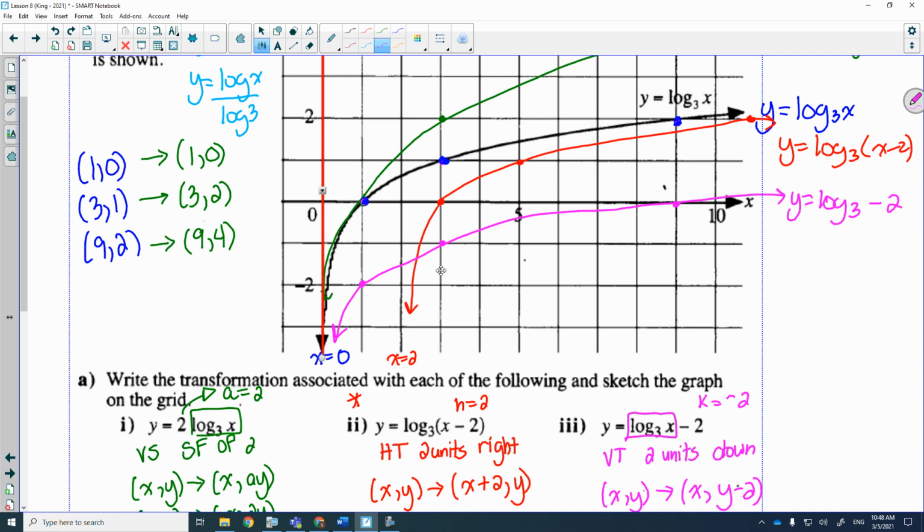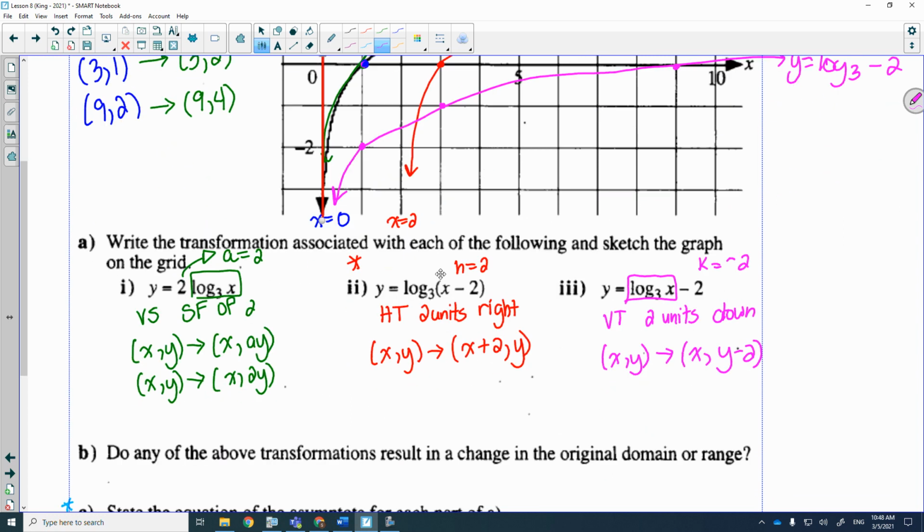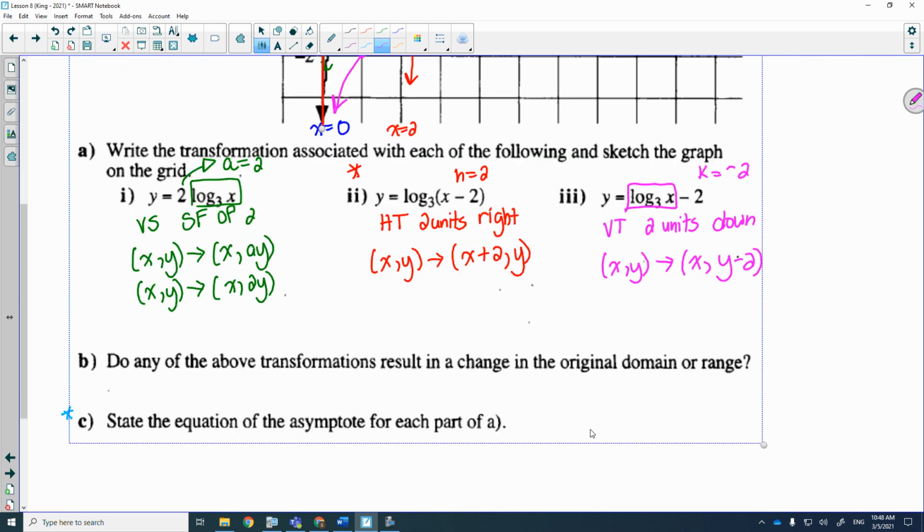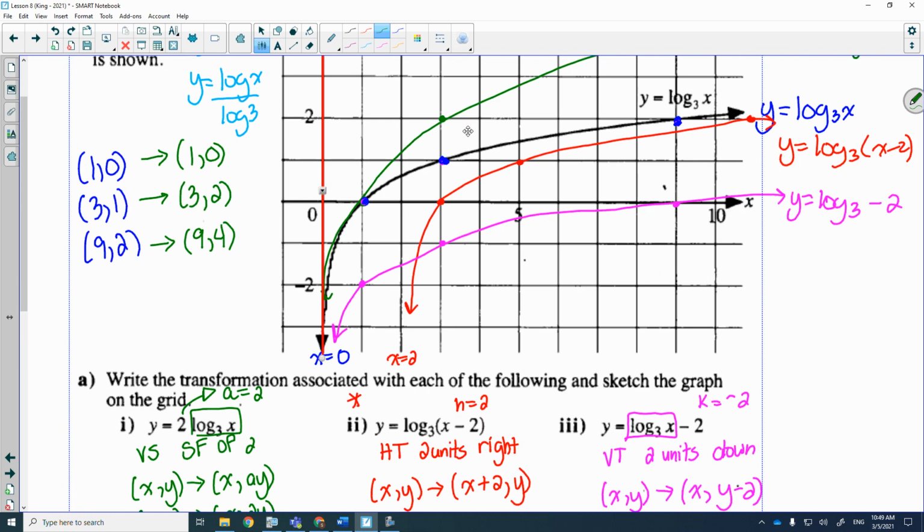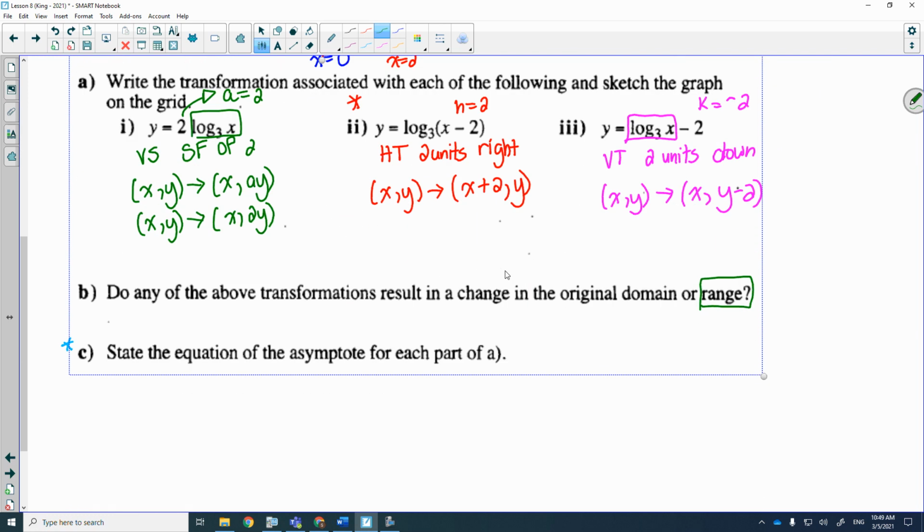Okay, so let's answer a couple questions about these. Do any of the above transformations result in a change in the original domain or range? So let's actually start with the range. Look at all of those graphs. They all have the same range. What is the range of all of these guys? It doesn't matter what transformation you do, what's the range going to be on a log graph? Yes. So no parameter is going to affect our range.